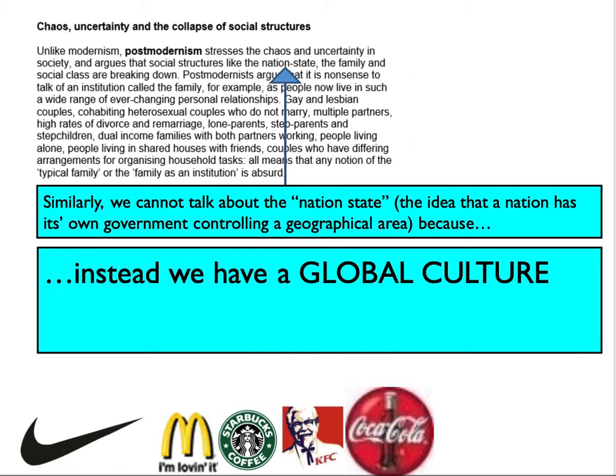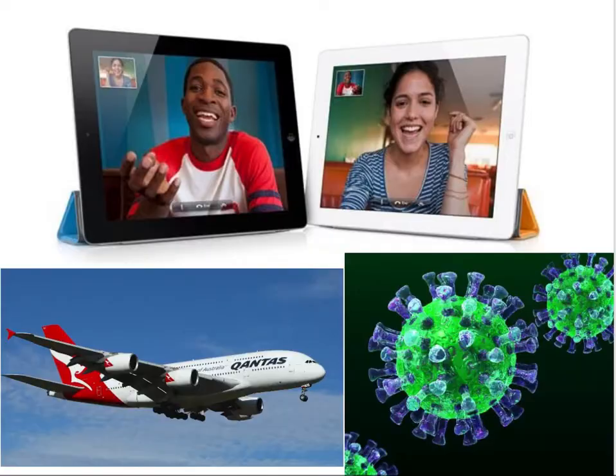Another change that postmodernists refer to is the global culture. The process of globalization means that we have a different way of thinking in terms of norms and values. Time and space has been compressed. The world has become smaller as we are able to travel so much more quickly, but also, we can communicate in real time using technologies.